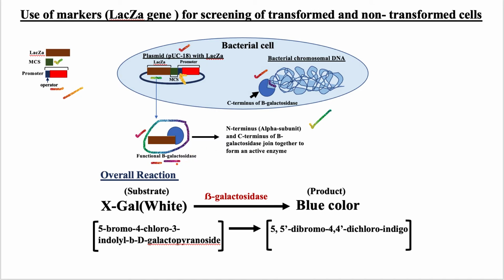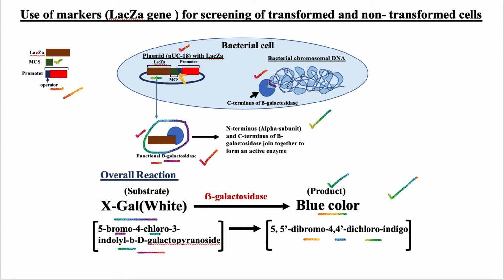Now when we have this functional beta-galactosidase, it can function properly. If we have a Petri plate, and in that Petri plate we have X-Gal substrate, this beta-galactosidase will use that X-Gal substrate and convert it into a product which is blue in color. The name of the X-Gal substrate is 5-bromo-4-chloro-3-indolyl-beta-D-galactopyranoside, and the blue colored product is 5,5'-dibromo-4,4'-dichloro-indigo. So that's how the blue color is formed.